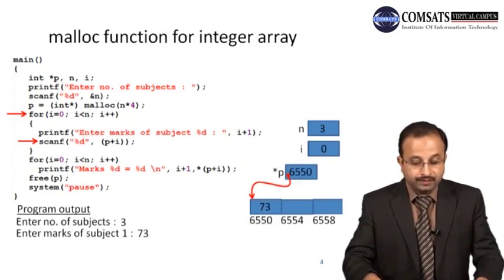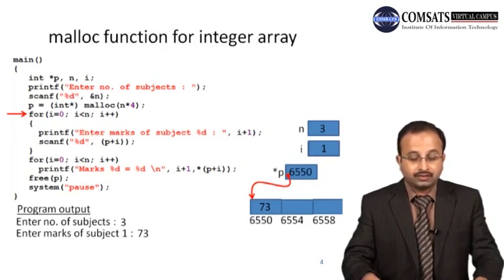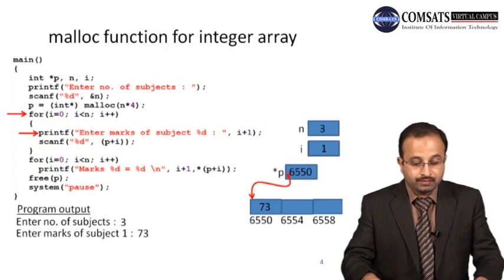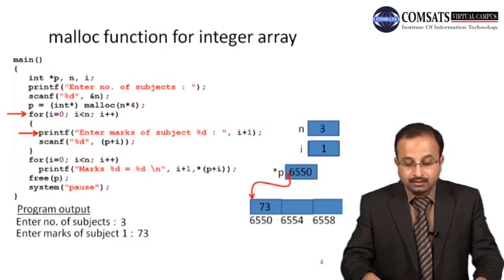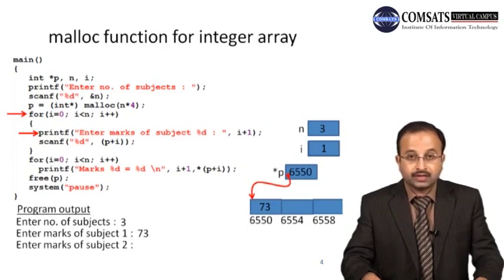Then the next statement is the increment of I. So value of I will be incremented, it becomes 1, and then the condition 1 less than 3, condition is true. Again printf statement will be executed, and in this execution it displays the message, enter marks of subject I plus 1. I is 1, 1 plus 1 is 2. So the message displayed is enter marks of subject 2.